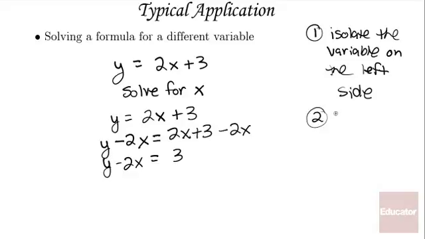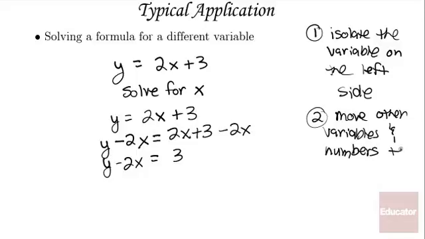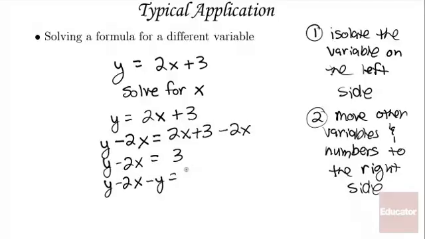So what I'm going to do is move other variables and numbers to the right side. It really doesn't matter which side you choose as long as they're isolated, but by convention we put the term that we're solving for on the left and everything else on the right. To move the y over to the right side, I'm going to subtract y from both sides. The y's cancel out, and then I have minus 2x equals 3 minus y.